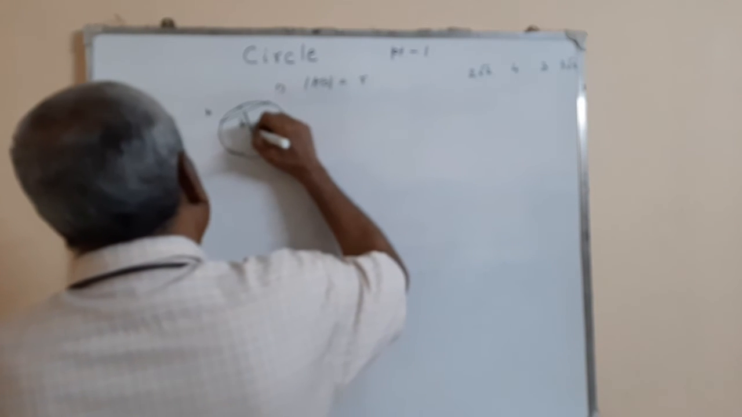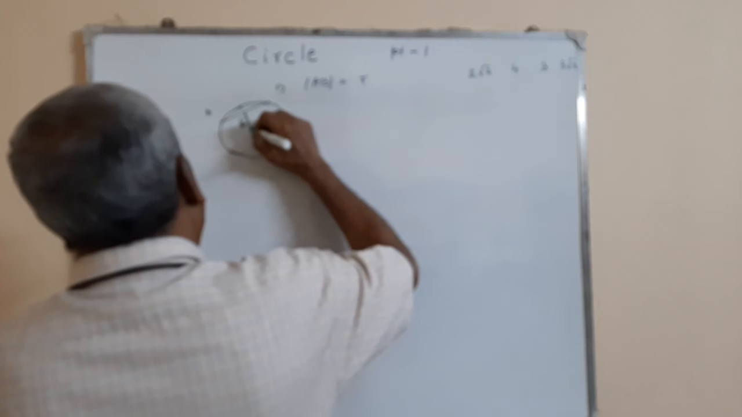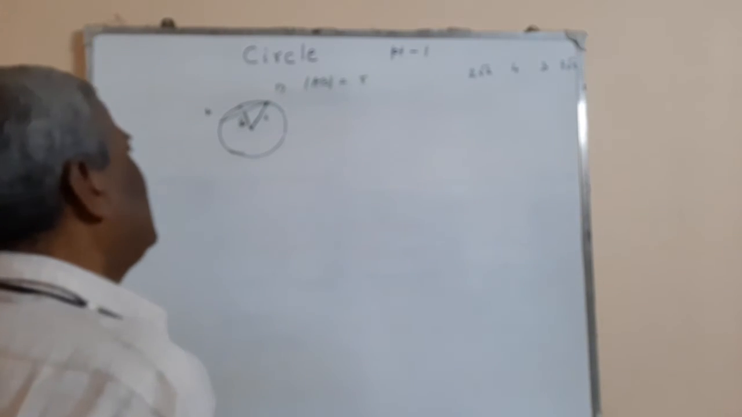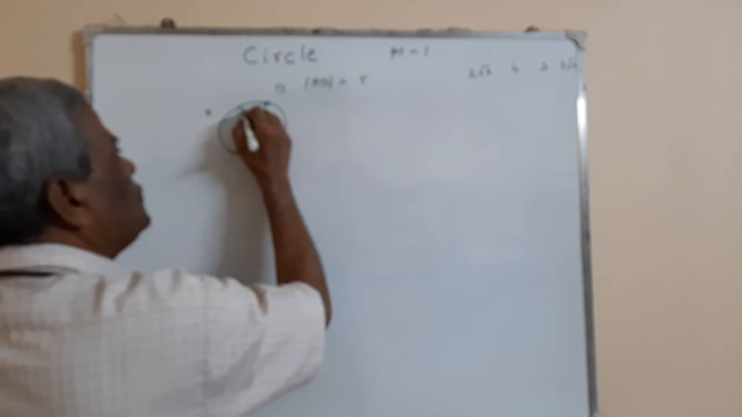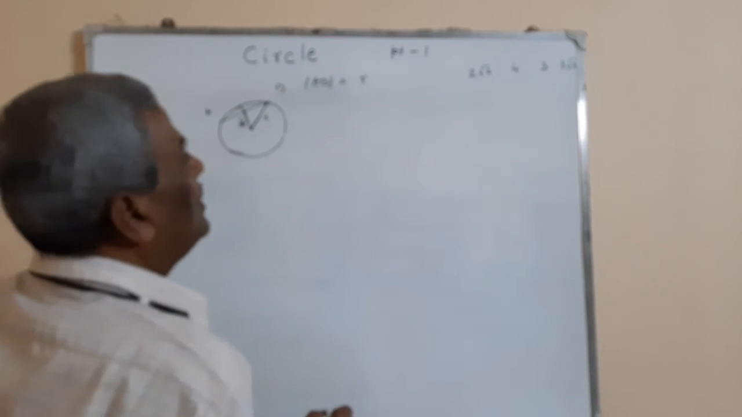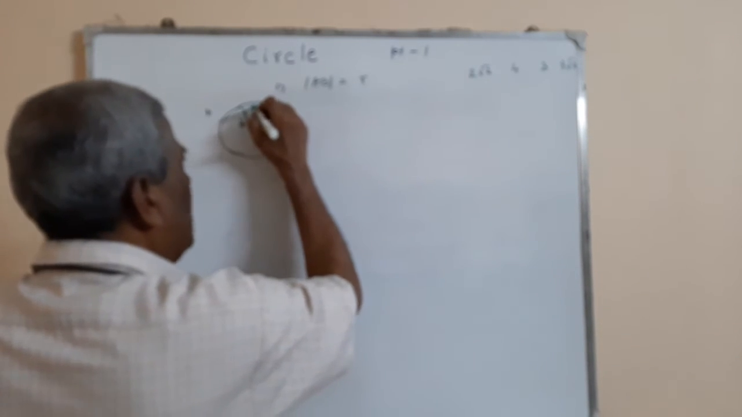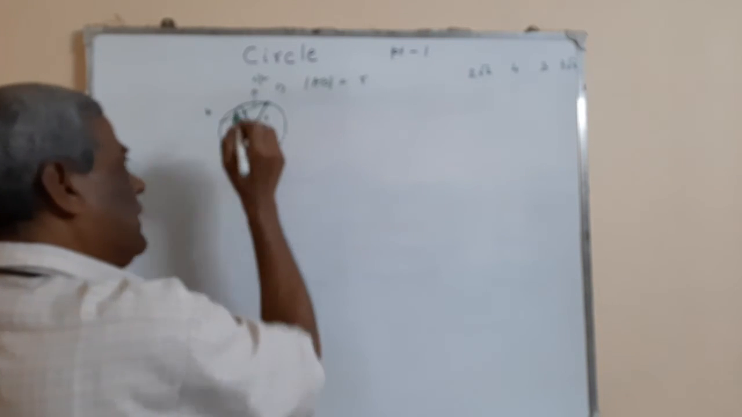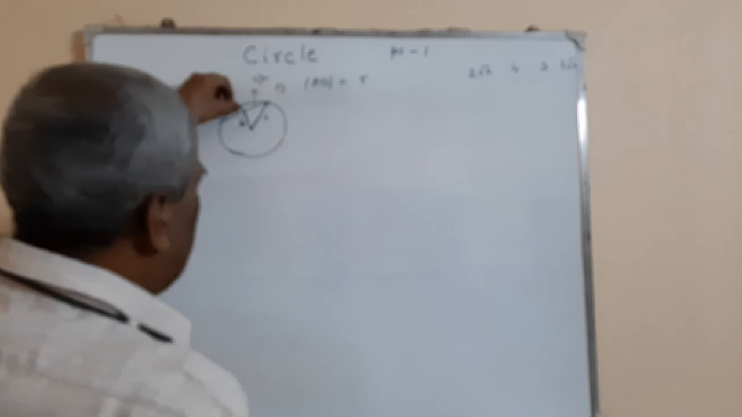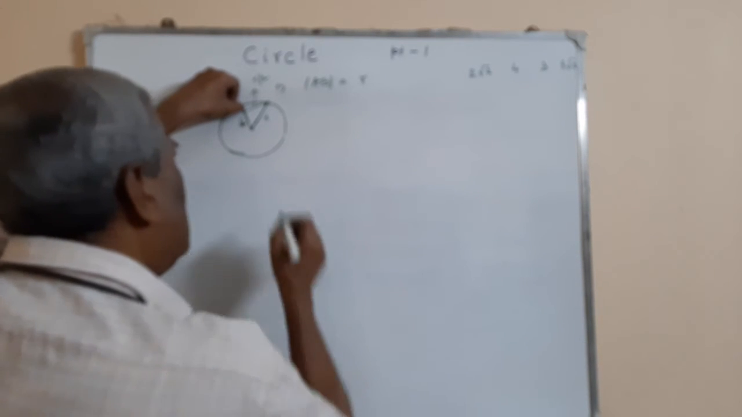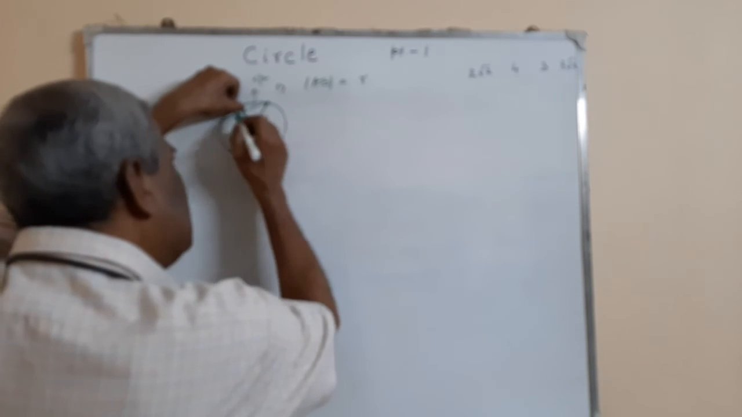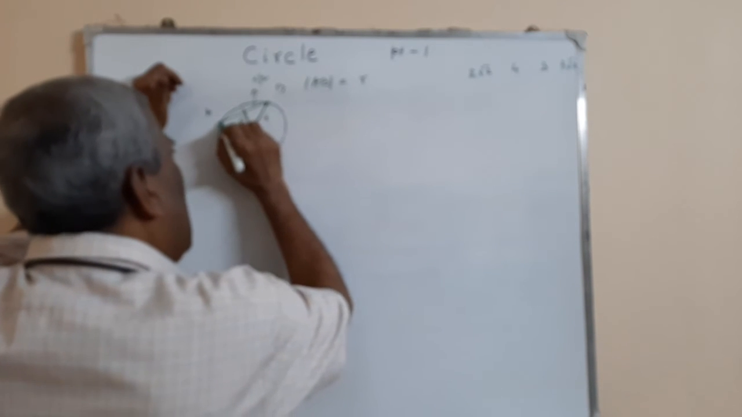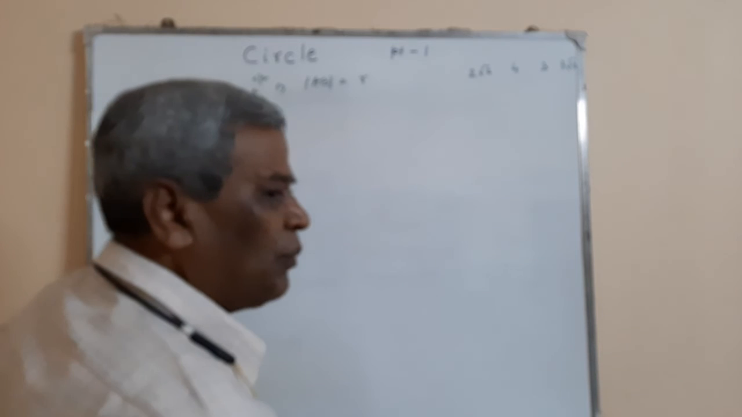So from the center, B is a point on the circumference of the circle, so this must be the radius. And from this to that, AB is your R. So this one is R by 2, half of that, because from the center, a perpendicular is drawn to the chord. So that point must divide AB equally into 2 parts. That is, this is equal to half of R.